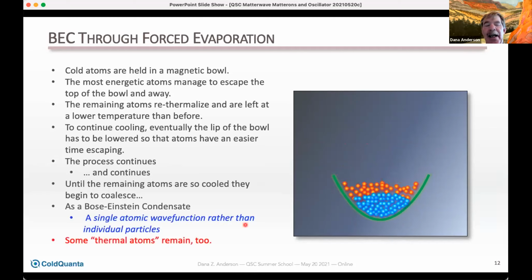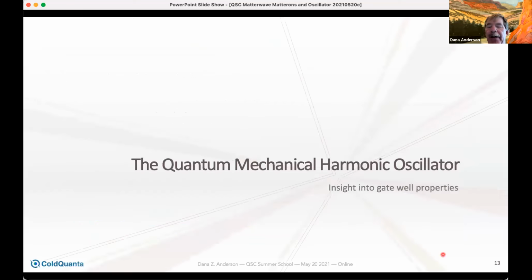And that condensate is an ensemble of atoms embodying a single atomic wave function, rather than an ensemble of atoms, which I can think of as individual atoms. Now, typically some thermal atoms remain too, so when I'm done, I have a temperature and chemical potential that I can associate with this ensemble of atoms, and that's going to form our battery.